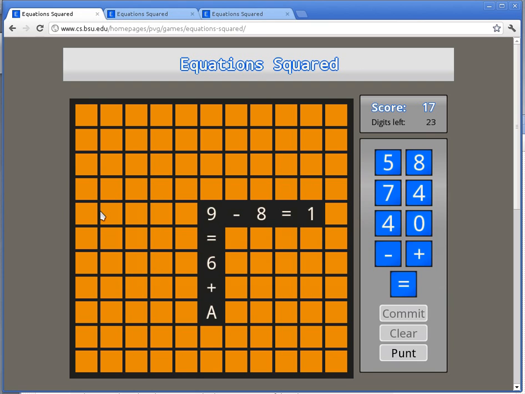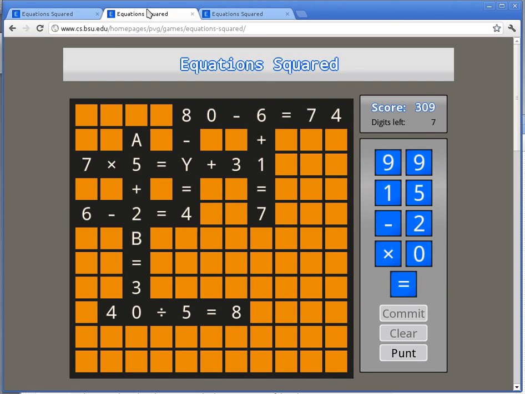Let's take a look at some games that are already in progress. Here's one where I've played some pretty interesting equations. I have 309 points with 7 digits left. That's a pretty good score. If a player gets a score that high, you can be sure that he or she has a pretty good understanding of mathematical structures.